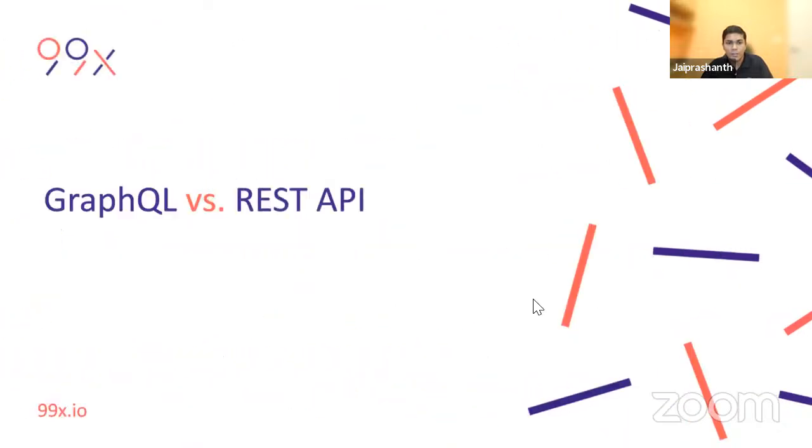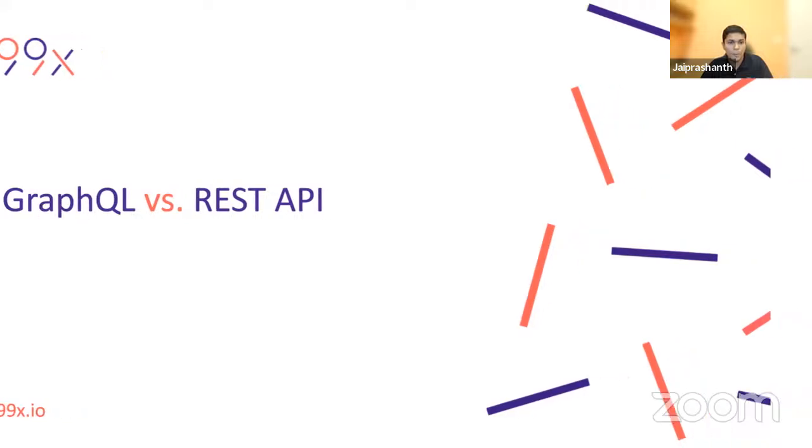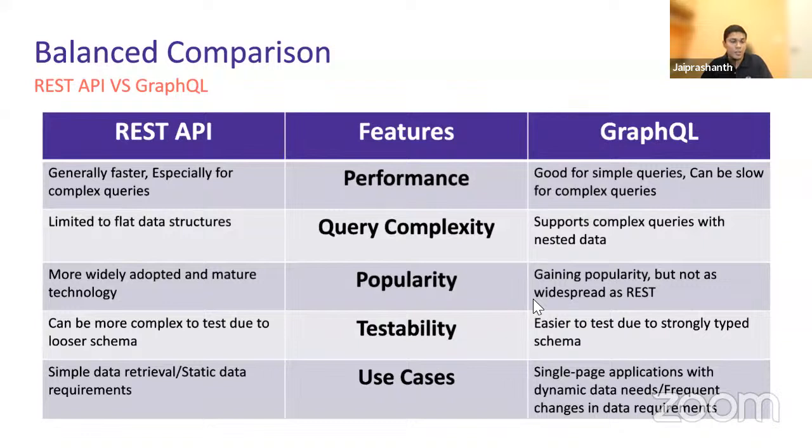All right, guys. Just to wind up the session, let's quickly go over the differences. We have seen earlier the comparison between the REST API and GraphQL. CC, maybe you want to quickly walk us through the differences?